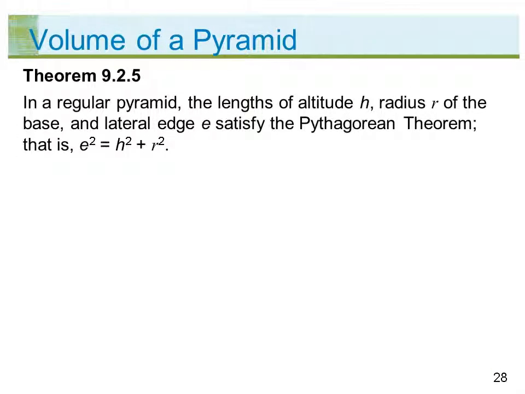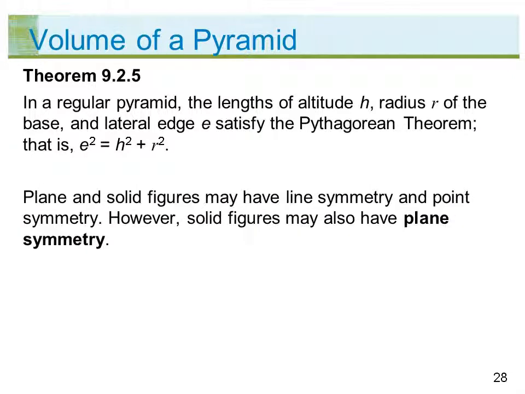Theorem 9.2.5. In a regular pyramid, the lengths of altitude h, radius r of the base, and lateral edge e satisfy the Pythagorean theorem. That is, e squared equals h squared plus r squared.